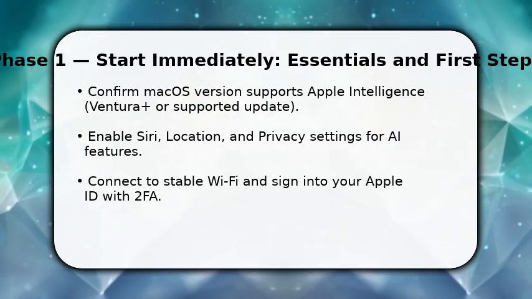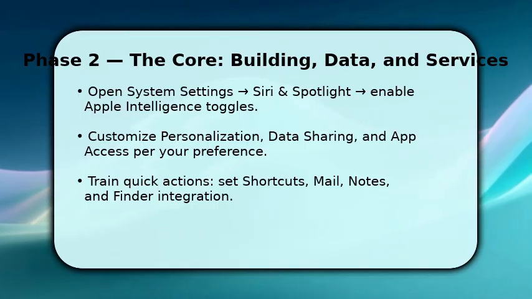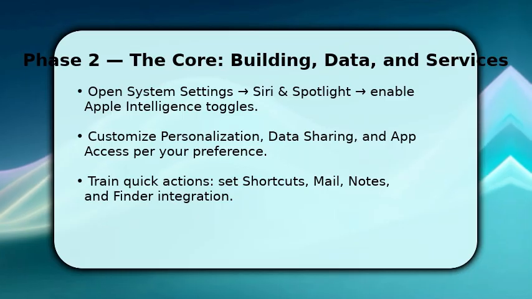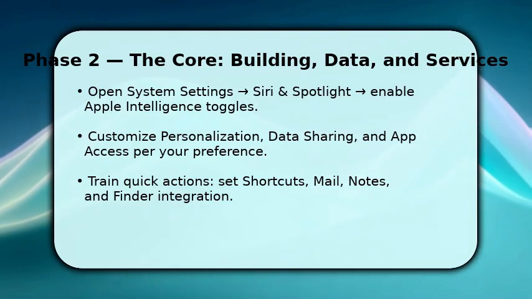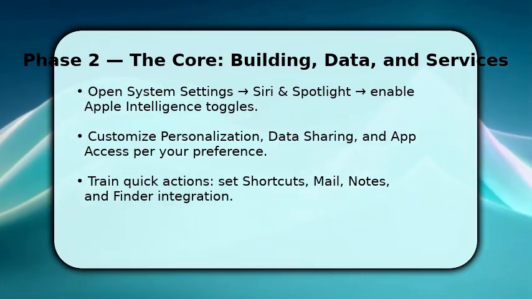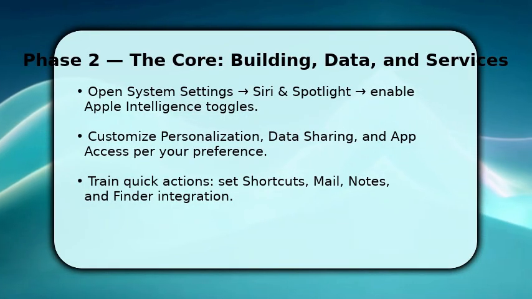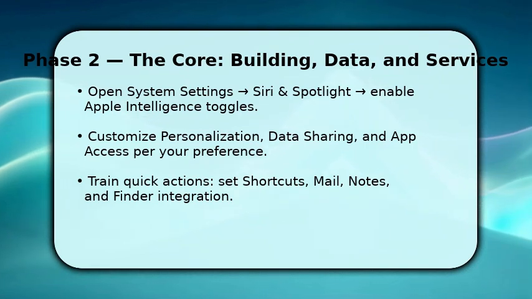You now configure the behavior and scope of Apple Intelligence so it helps you efficiently. Open System Settings, go to Siri and Spotlight, and enable Intelligence toggles. This activates suggestions, summarization, and context-aware actions. Make sure to customize personalization and data sharing so only chosen apps can access your content. This balances usefulness and privacy. Then, create or edit shortcuts that call intelligence features for Mail, Notes, and Finder, for example, a one-click summary action.